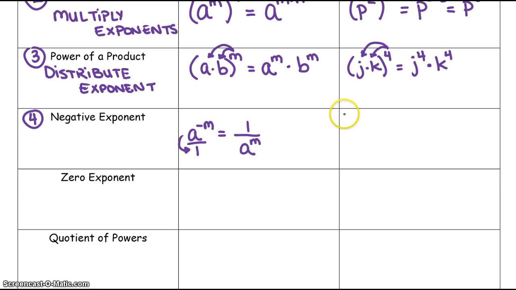So here's 2 examples to kind of explain the situation. V to the negative 6th power. Well, since that's in the numerator, we're going to go ahead and move it to the denominator, making the exponent negative 6 to a positive 6.